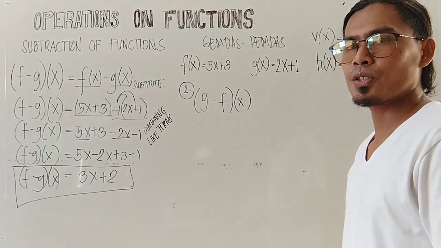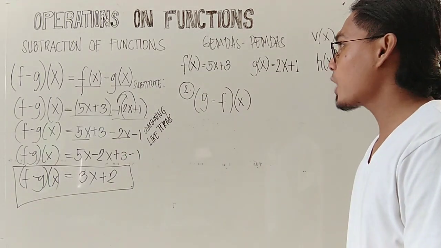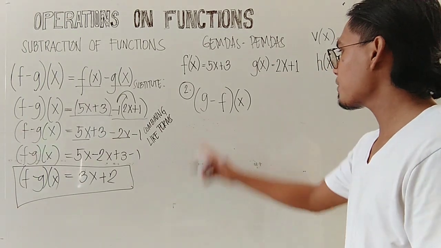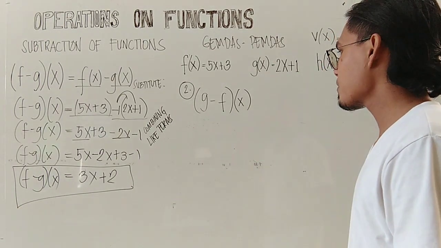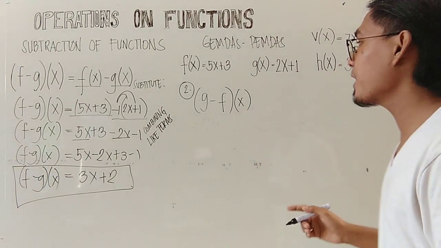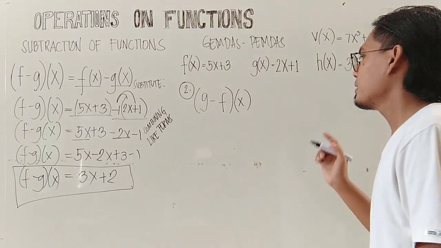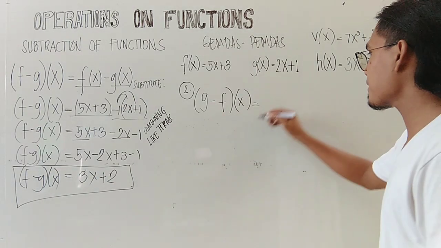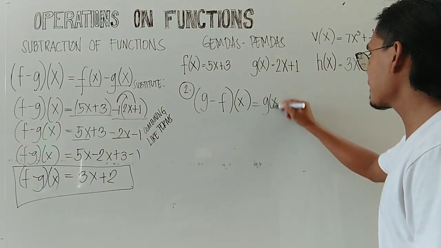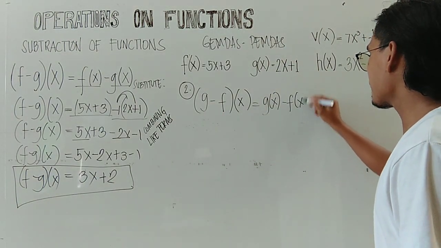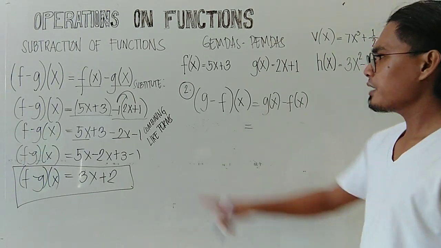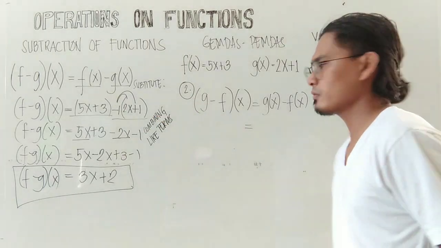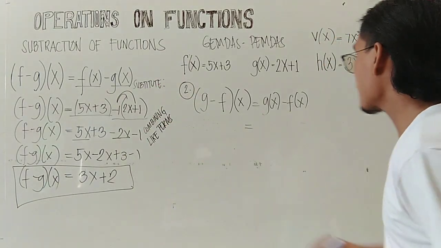Okay, so let us proceed to example number 2. Subtraction of functions. Example, assuming you are solving g minus f of x. Getting the difference of g of x and f of x is denoted by g minus f of x, which is equal to g of x minus f of x. The first method is substitution.